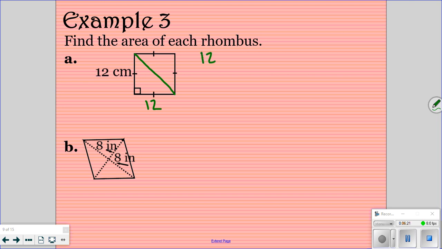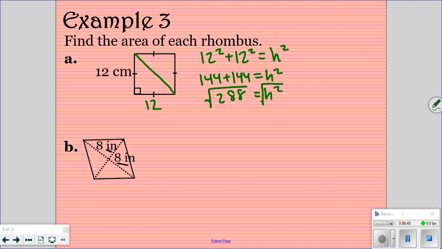So 12 squared plus 12 squared equals your hypotenuse squared. So 144 plus 144 equals your hypotenuse squared. So 288 equals the hypotenuse squared. And if you take the square root of that, your hypotenuse is going to be the square root of 288, which is approximately 16.97. And then this diagonal is going to be the same length because the side lengths are the same.